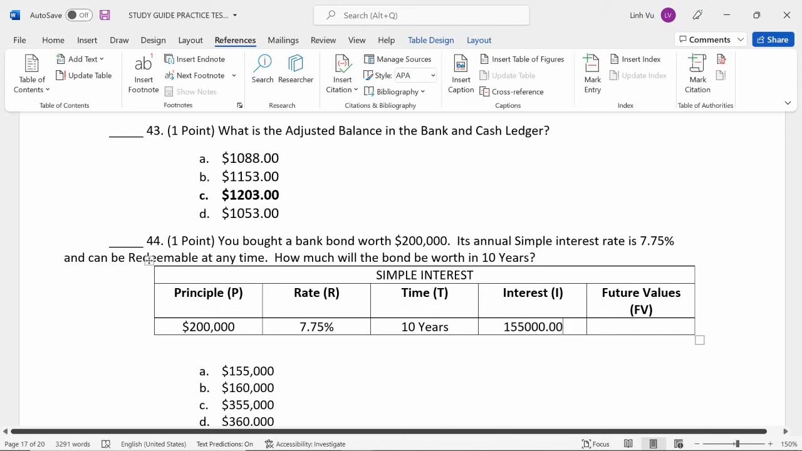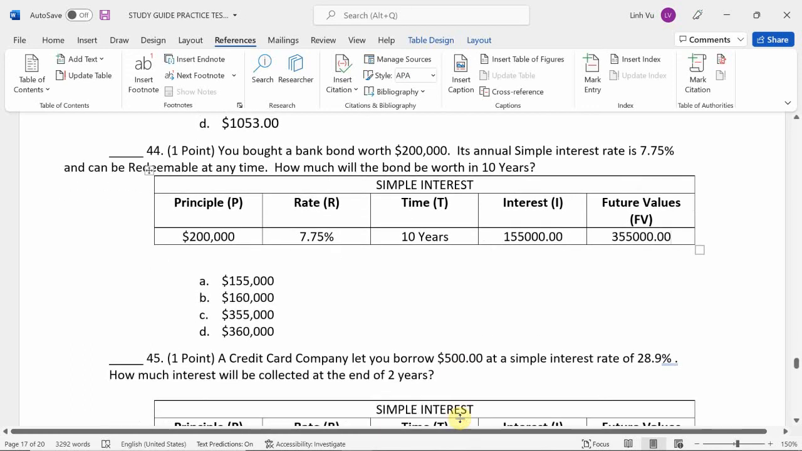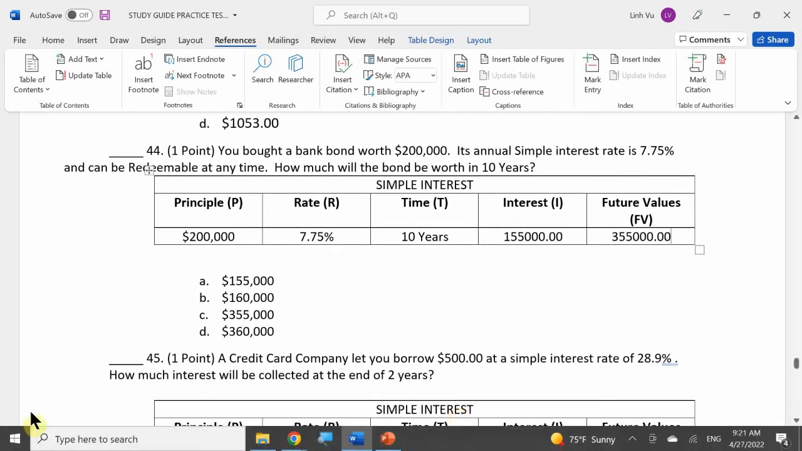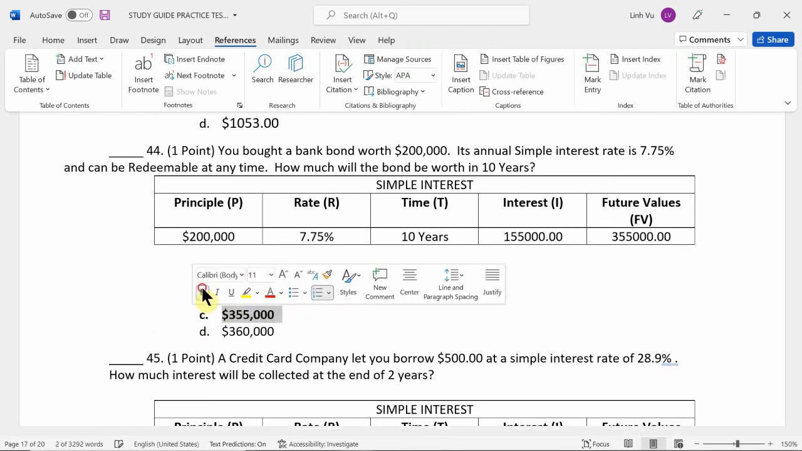How do I solve for my future value? You do 155,000 plus the 200,000. Good. So that will give you a total future value of $355,000. So let's answer the question. How much is the bond going to be worth in 10 years? C, $355,000.